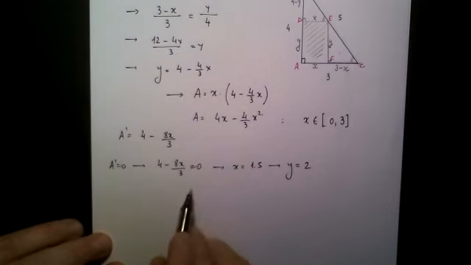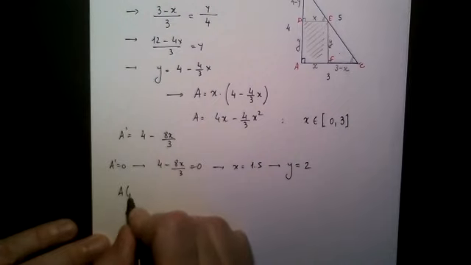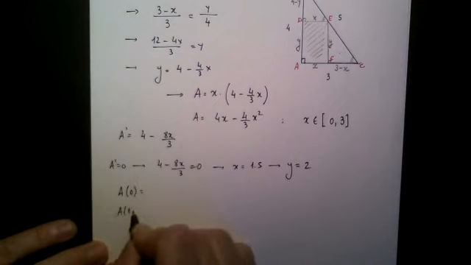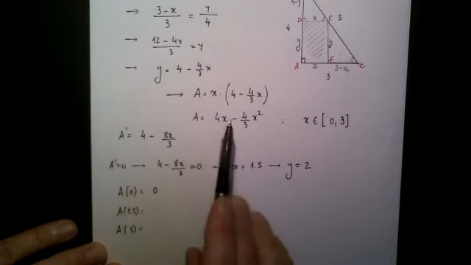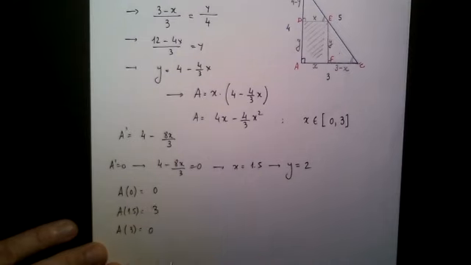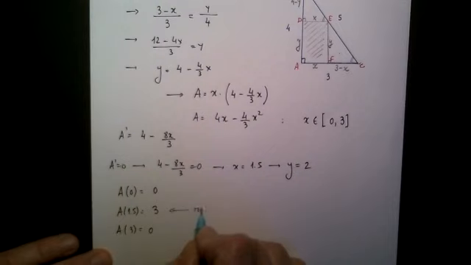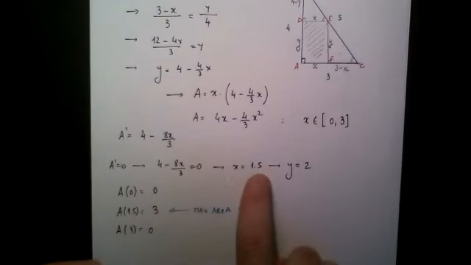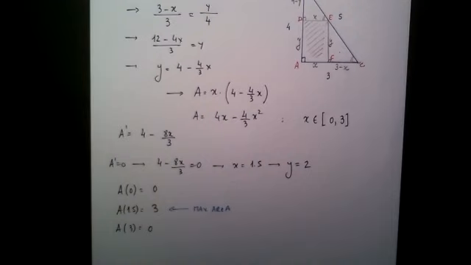Okay, and now I'm going to check if this is actually a maximum or not. So it seems like it. So A of 0 is what? A of 1.5 is what? And A of 3 is what? So A of 0, you check. You plug in x is 0 here, you're going to get 0. If you plug in 3 here, you're going to get 0 as well. And if you plug in 1.5 here, you're going to get 3. Okay, and so this means that this is the maximum area. Okay, which occurs at a width of 1.5 and the length of 2. Is this okay?